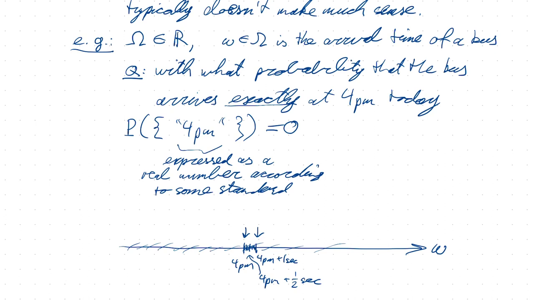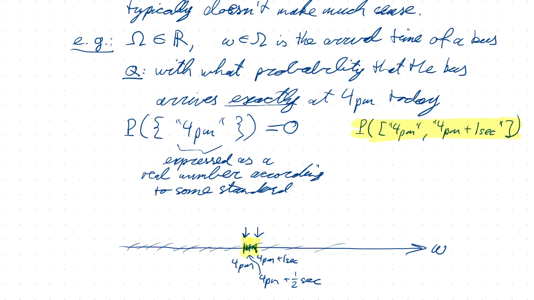But what we can do, and this is why we defined our probability measure on sets and not just on single values, is define, for example, a probability of the interval from, let's say, 4 p.m. to 4 p.m. plus 1 second. So that would be this tiny interval here. And even though every single point in here has zero probability, the whole interval has this probability, which there's no reason why that has to be zero.